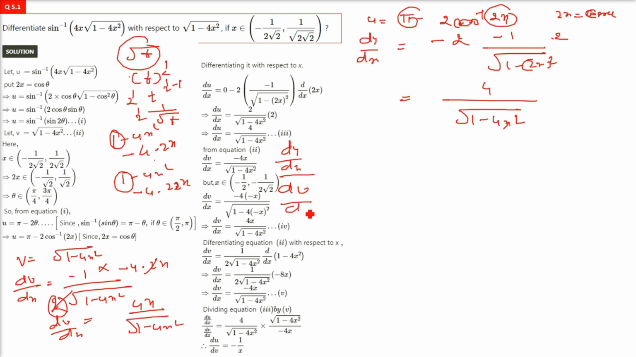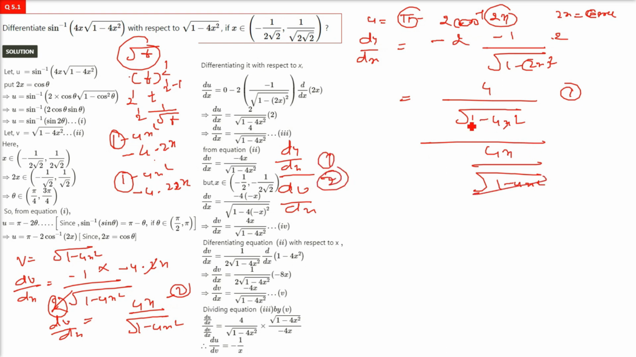Du by dx divided by dv by dx. Now put it here. Minus 4x by under root 1 minus 4x square. It is negative, please remember. Just cancel these two out. You will get minus 1 by x. So there is a negative also, and that is going to be your answer.